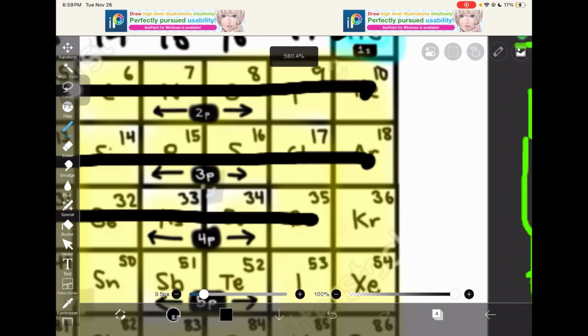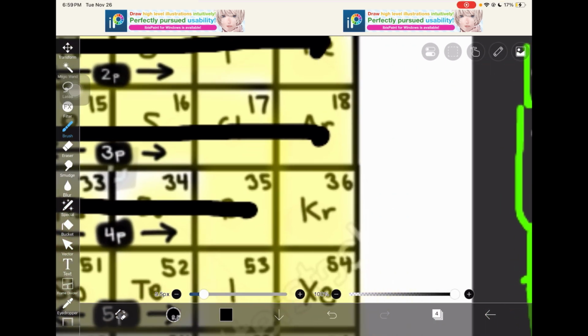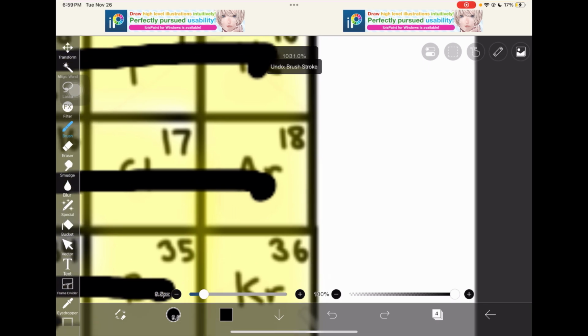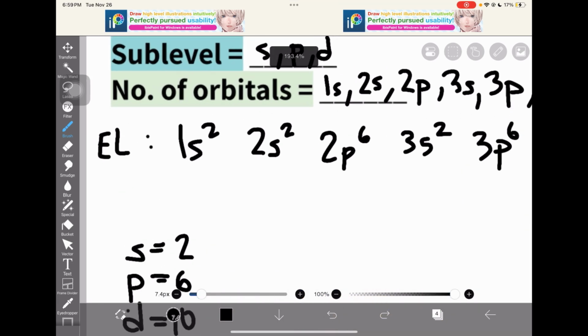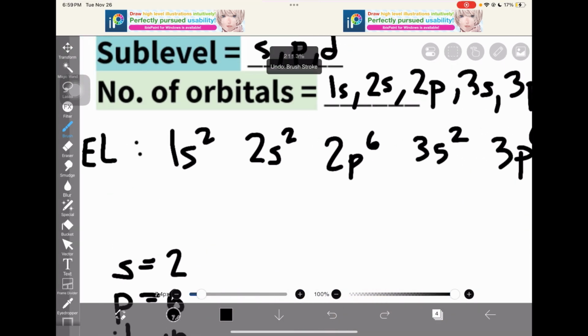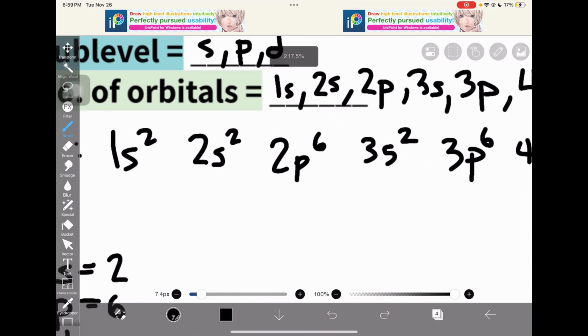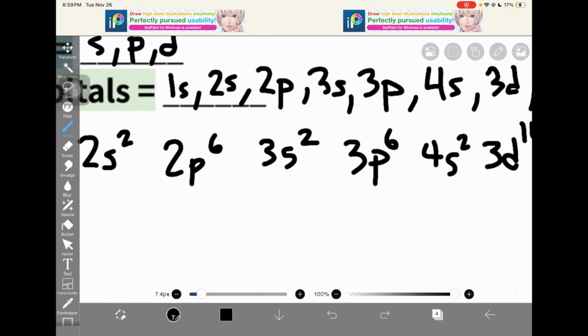Now, this is the acceptable electronic configuration, but we can shorten it using the noble gases. So the nearest noble gas before bromine is argon, not krypton, because we haven't passed by it. Argon has an atomic number of 18. So we want to sum up these numbers in the exponents until they match 18. So 2 plus 2 is 4, 4 plus 6 is 10, 10 plus 2 is 12, and 12 plus 6 is 18.